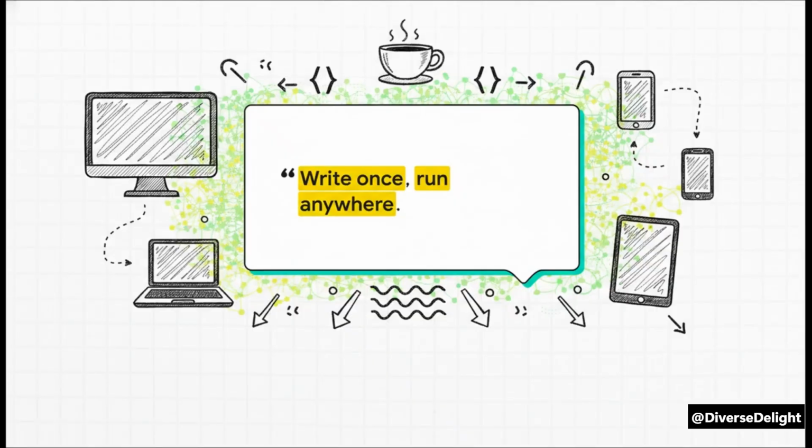And it came with this incredible killer promise: write once, run anywhere. You have to understand, before Java, if you wrote a program for Windows, you had to completely rewrite it to run on a Mac. Java promised to end all of that. You could write your code one single time, and it would just work everywhere.